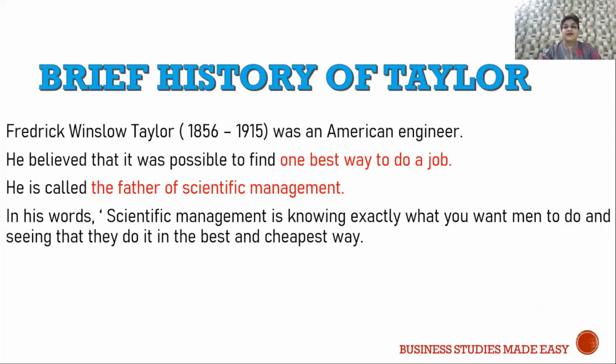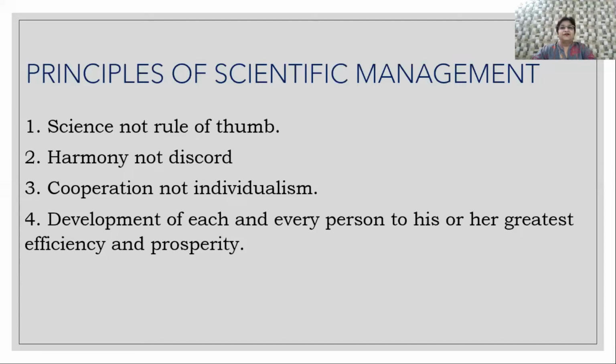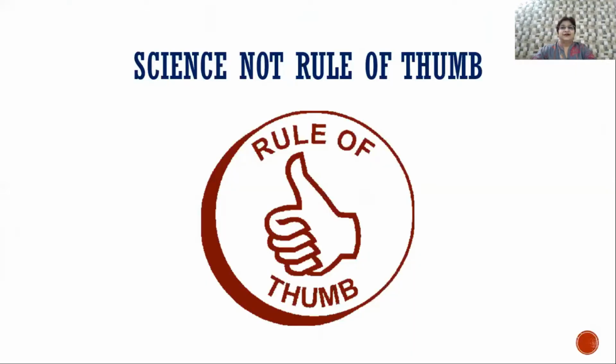And Taylor has given us principles as well as techniques. Therefore, we have divided this video into two parts. Taylor is called the father of scientific management, and he has given us 4 principles. Let's start with the first one. The first principle is science, not rule of thumb.